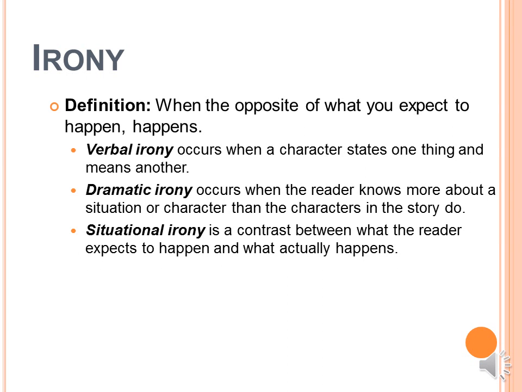Irony. It's when the opposite of what you expect, or what you could reasonably expect to happen, happens. So verbal irony is when a character states one thing and means another. Dramatic irony is when the reader knows more about a situation or a character than the characters in the story do. And situational irony is a contrast between what the reader expects to happen and what actually happens, which is generally what happens in life too.